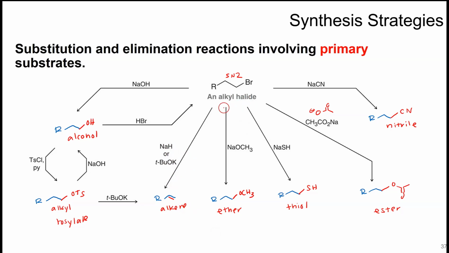If we react an alkyl halide with sodium hydroxide, that will get us an alcohol. We can convert the alcohol back to an alkyl halide via an SN1 reaction. And to go from an alcohol to a tosylate, we use tosyl chloride, which we can then use to do an elimination to get an alkene, or we can add sodium hydroxide back to it to get to an alcohol. Those were all reactions with primary substrates.